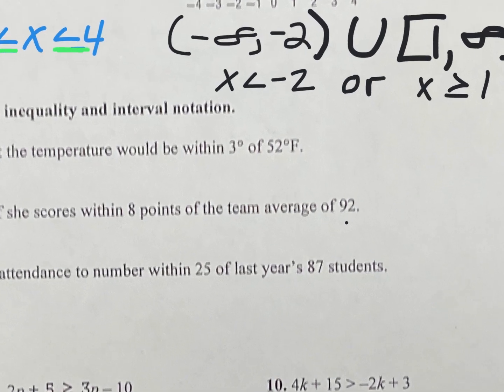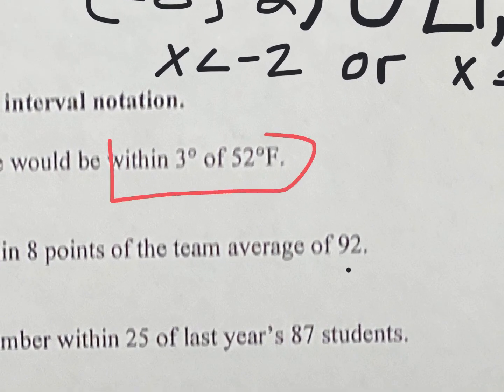A lot of people think it must be within 3 to 52 degrees. First of all, if the weatherman can't predict whether it's going to be 3 or 52 degrees, that's a pretty bad weatherman, that he's off by 50. That's not what this question is saying. It's not saying it could be between 3 and 52.